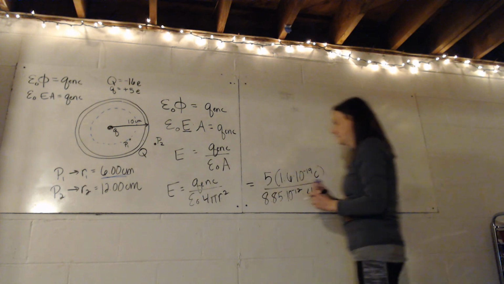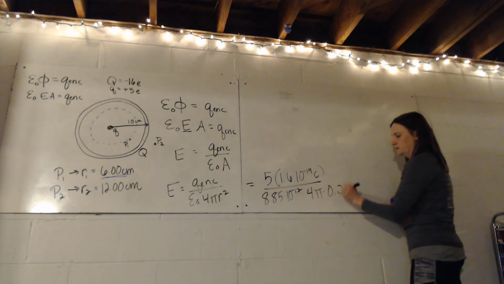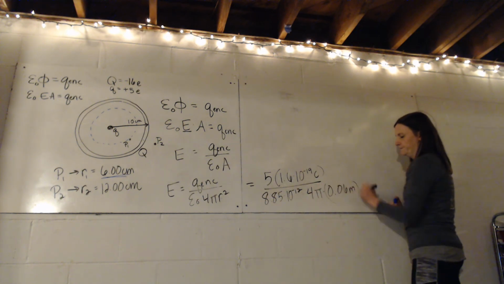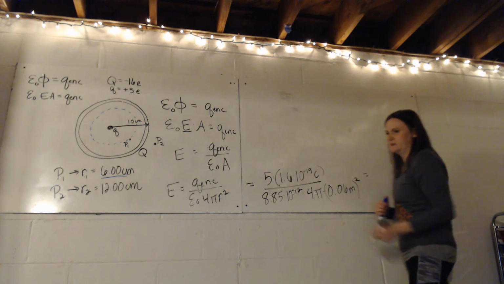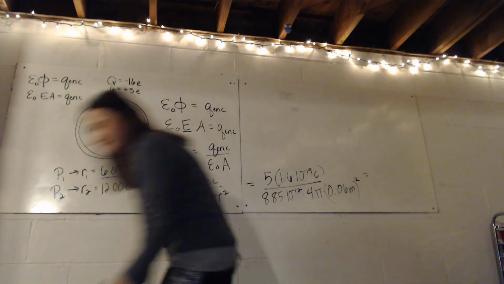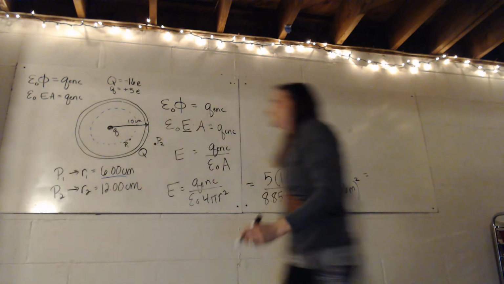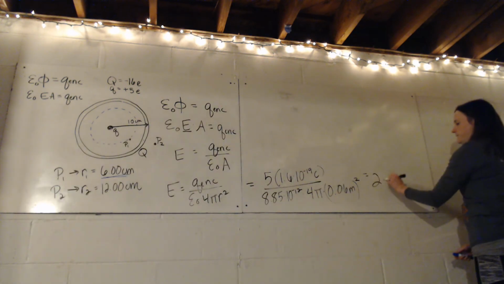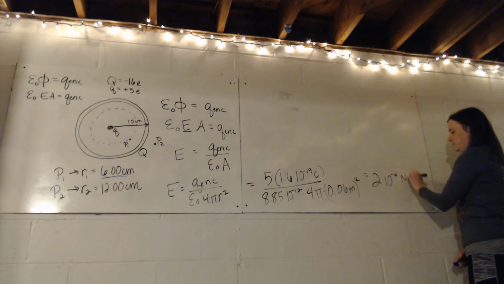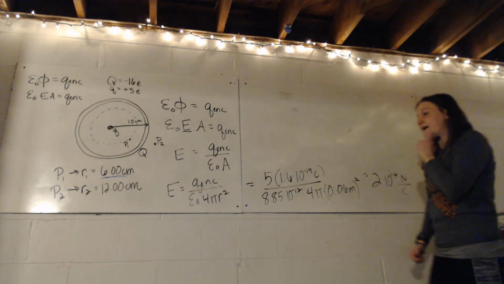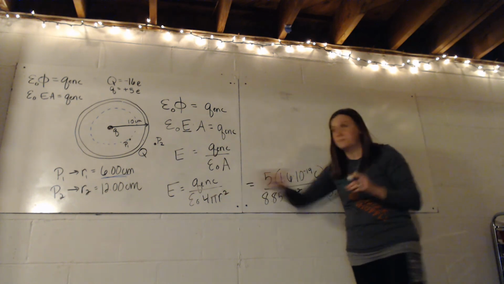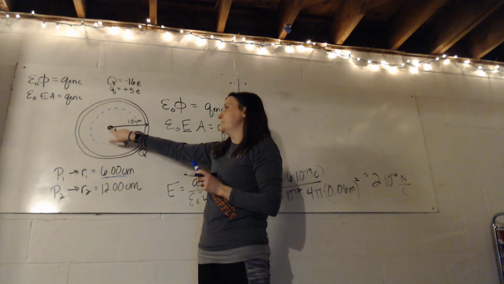So 6 centimeters, which of course we want in meters, squared. And if I throw that in, I'm being lazy and not using a calculator, I'm cheating and looking at the book. If I throw that in, I get about 2 times 10 to the negative 6 newtons per coulomb.